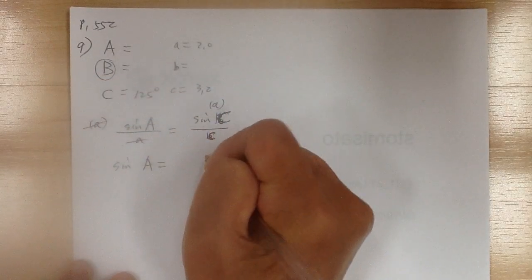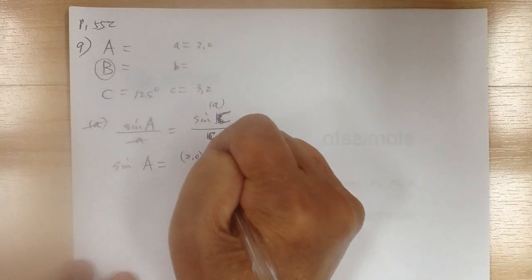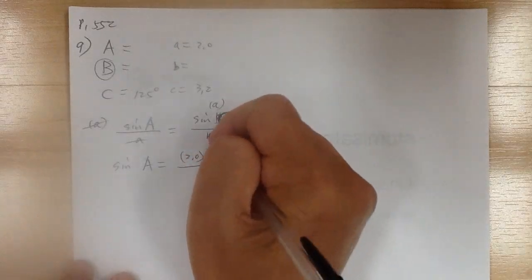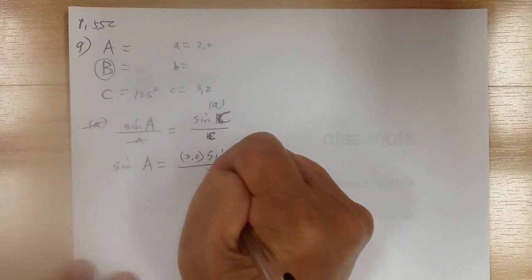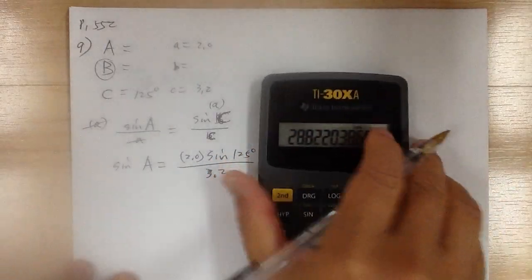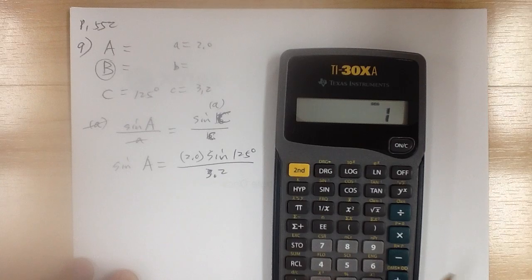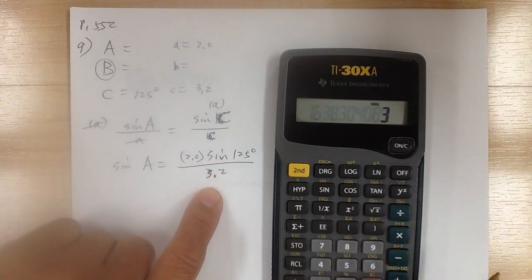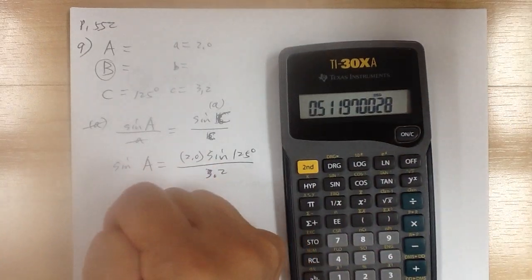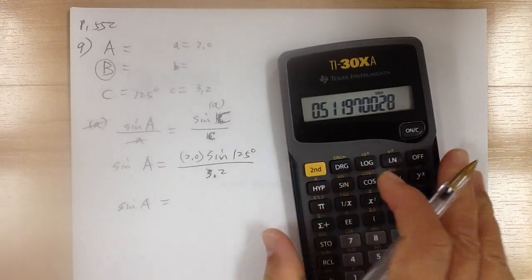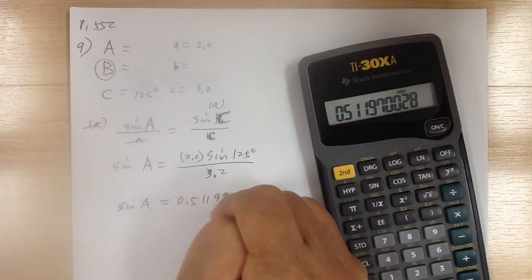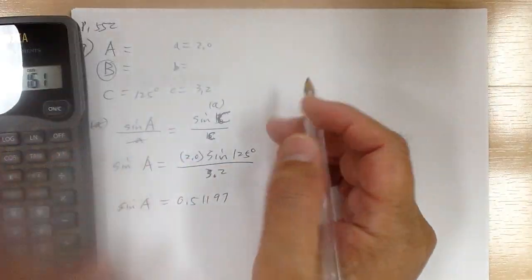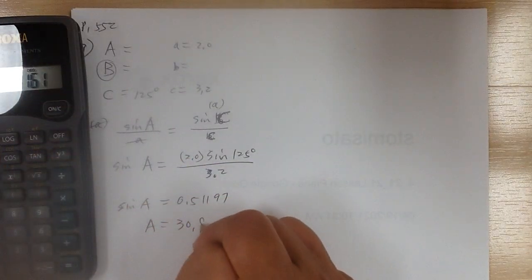So sine A equal to 2.0 times sine of 125 degrees and then over C, 3.2. Okay, then you go and work it out. So 125 sine times 2 divided by 3.2 equal, so sine A equal to 0.51197, and you go second sine to get the degree. So angle A equal to 30.8 degrees.